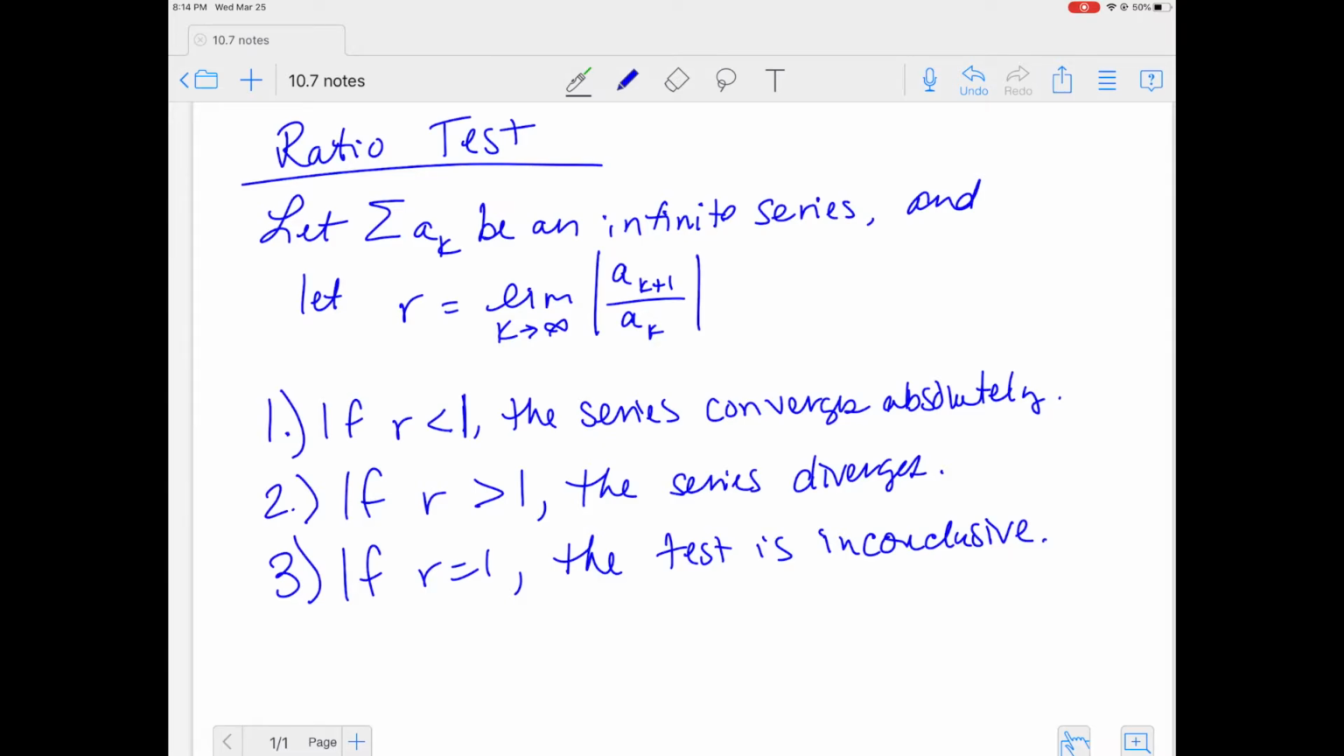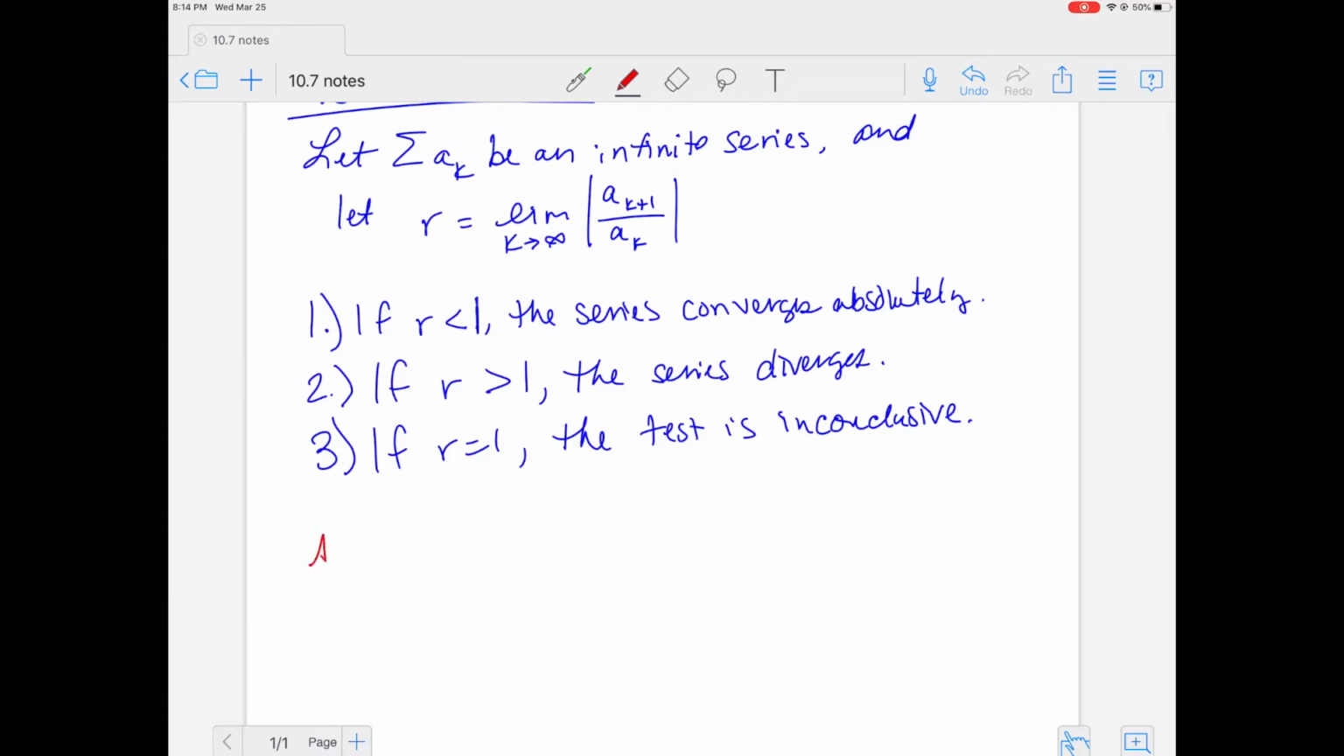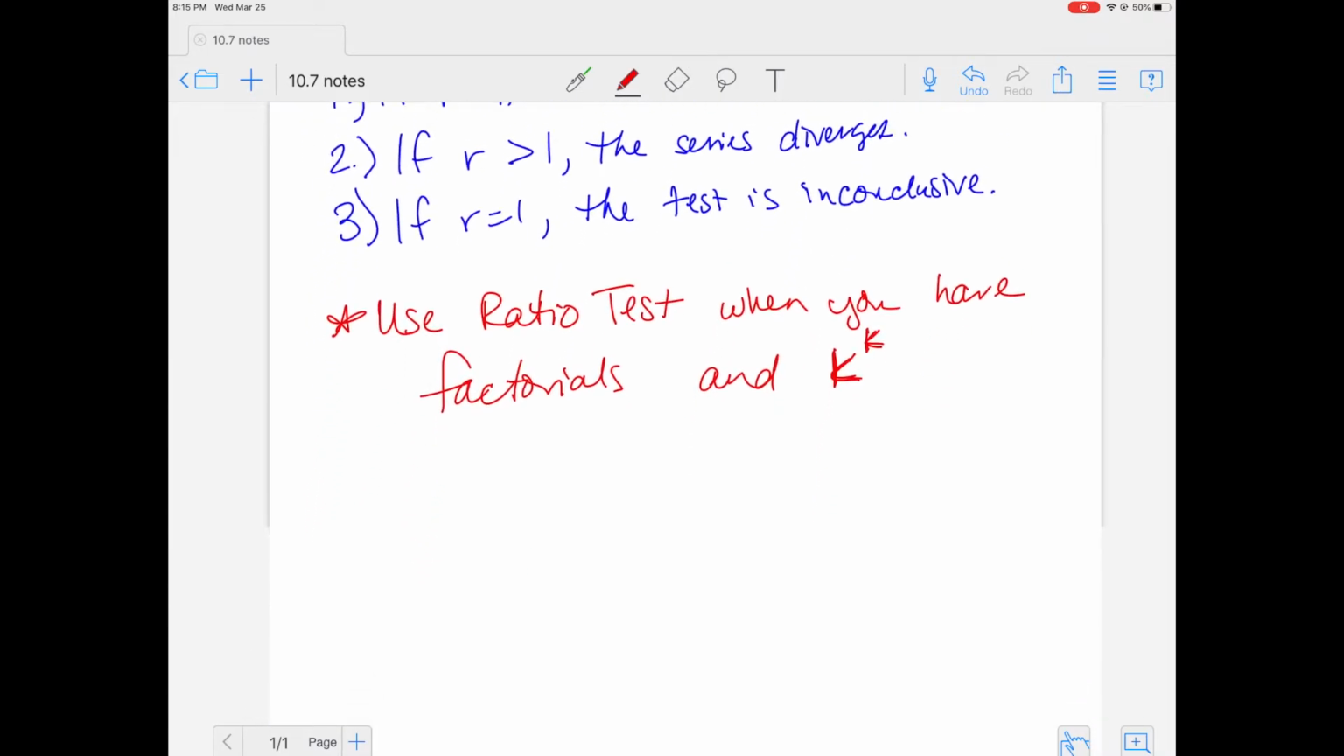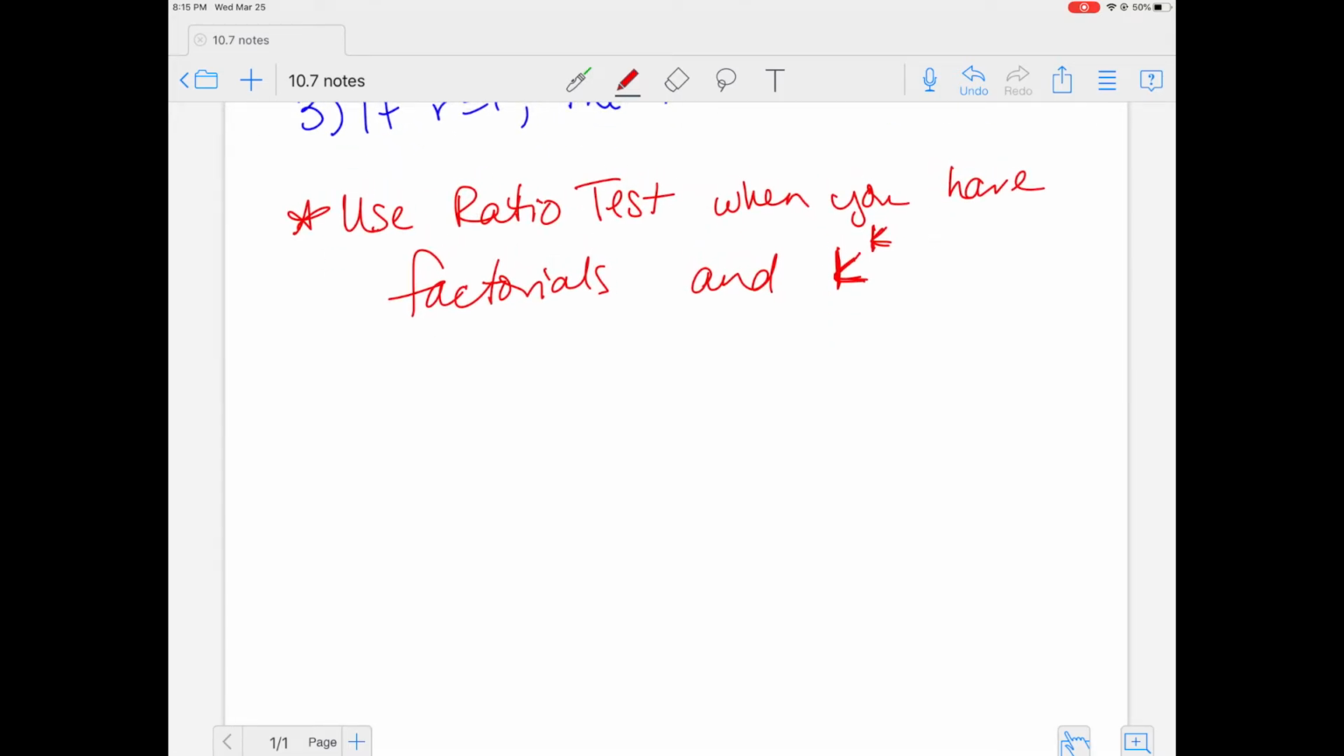Oh, whoa. Here are some tip-offs that I want to put in here before I forget. Use the ratio test when you have factorials and like if you have k to the k power. All right, so if you have like k to the k power, this is when you're going to use the ratio test.